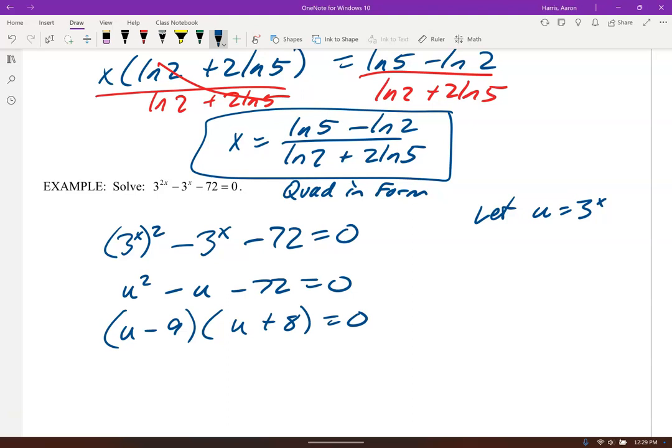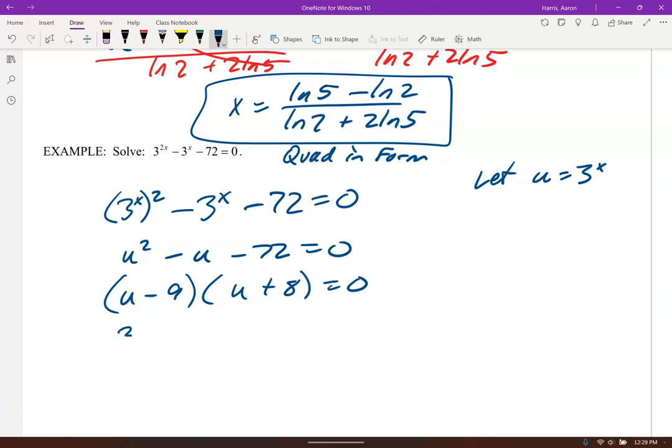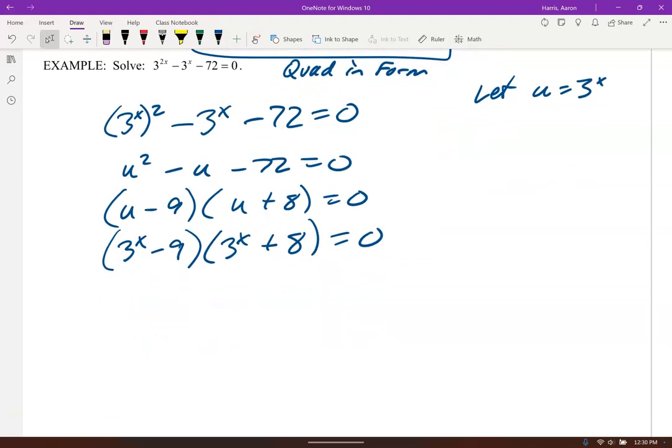being 0. Well, since u is 3 to the x, let's go ahead and replace that. That's the same as 3 to the x minus 9, 3 to the x plus 8. Notice if you FOIL that back, you'll get the original that we have. So now all we got to do is we have the zero product property. So let's go ahead and take each one of these, set them equal to 0, and solve.